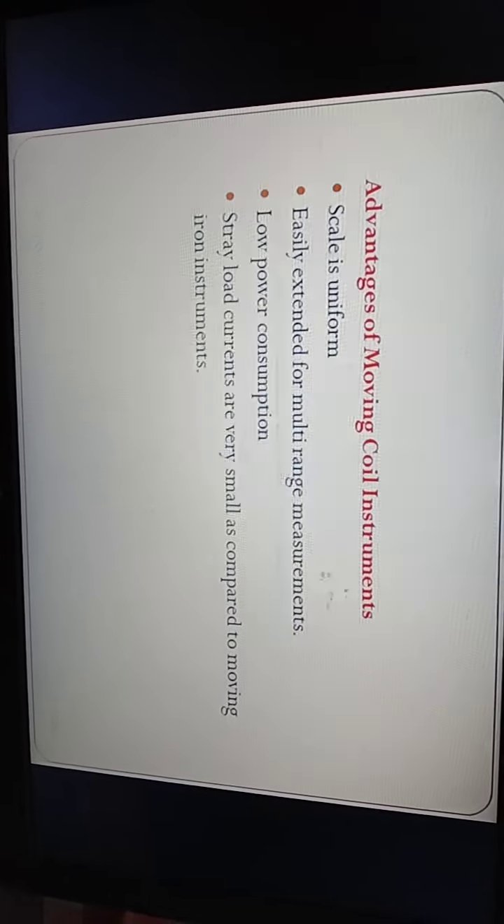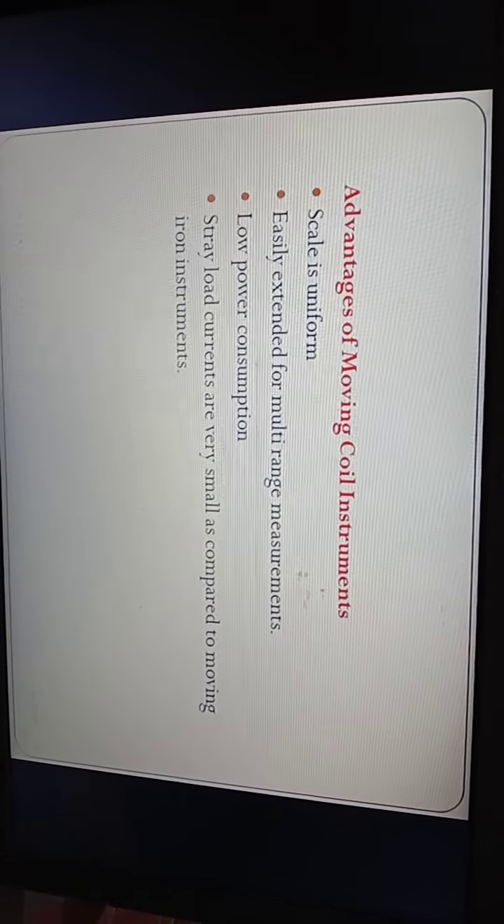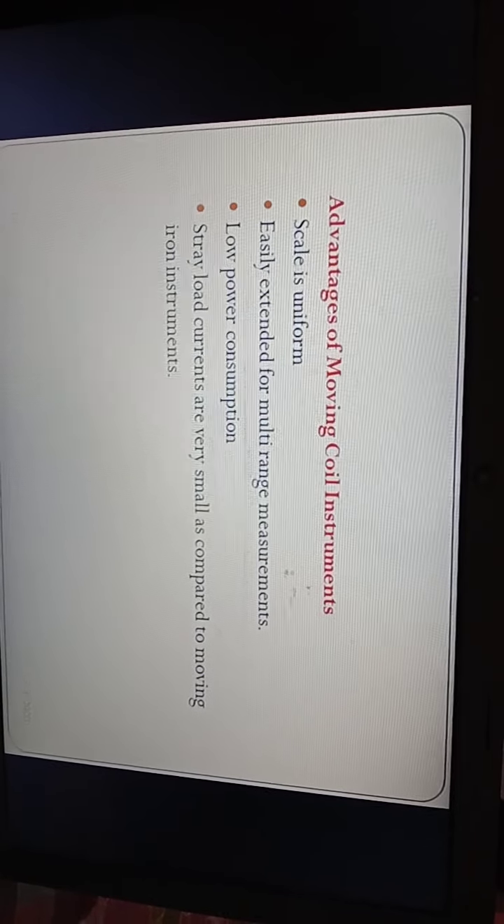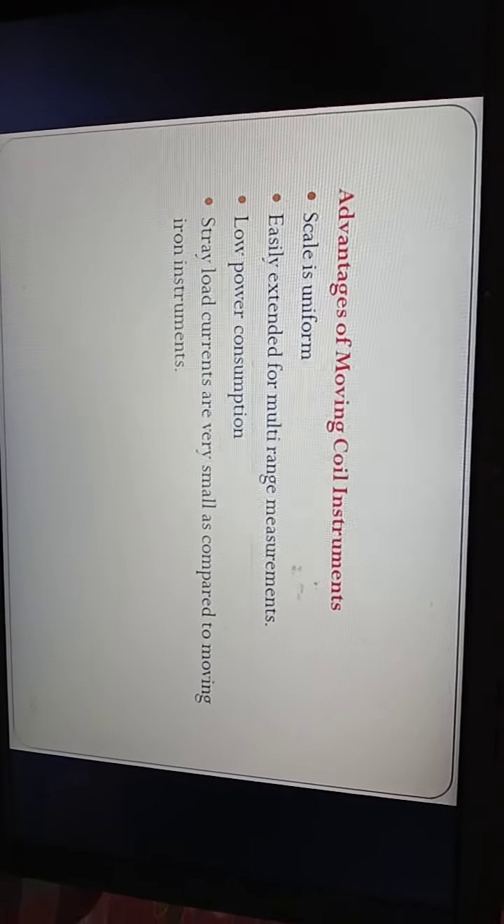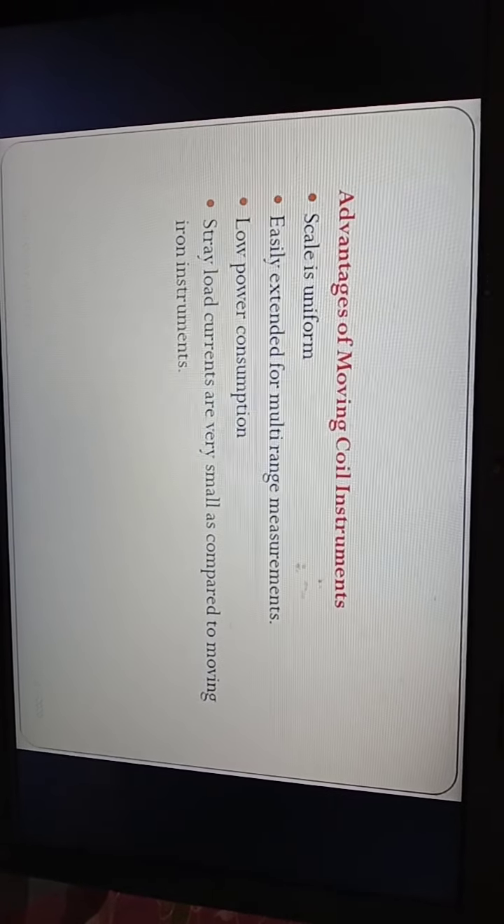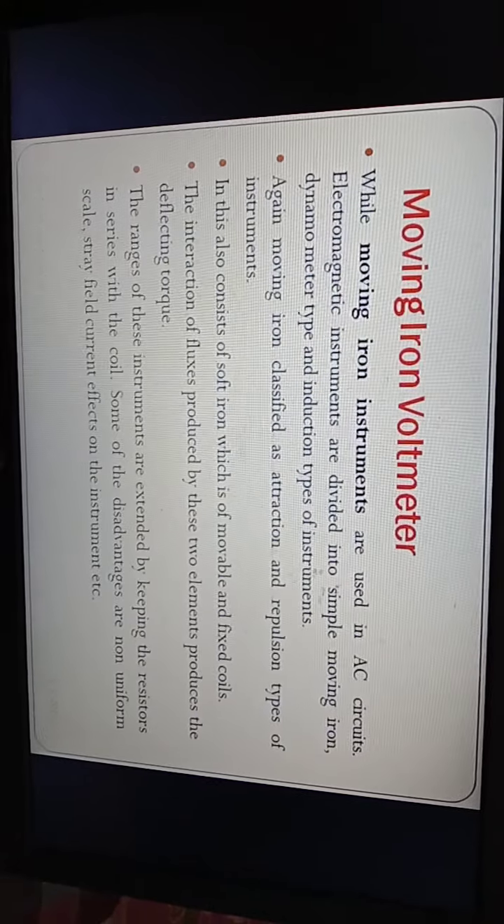So what are the advantages of the moving coil instrument? The scale is uniform, it can be easily extended, and it has low power consumption. And stray load currents are very small. Stray load currents means unnecessary current, that is, current leakage will be small.